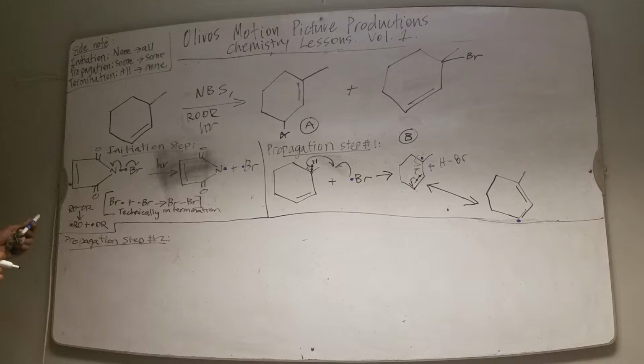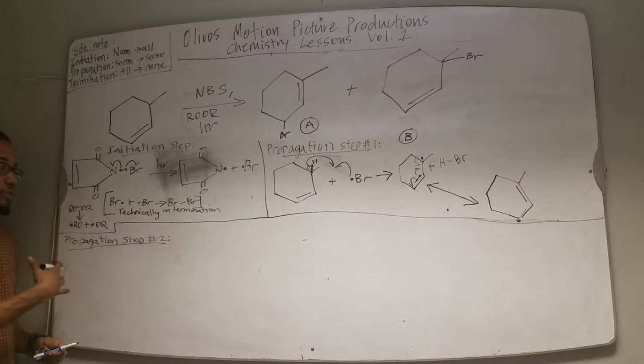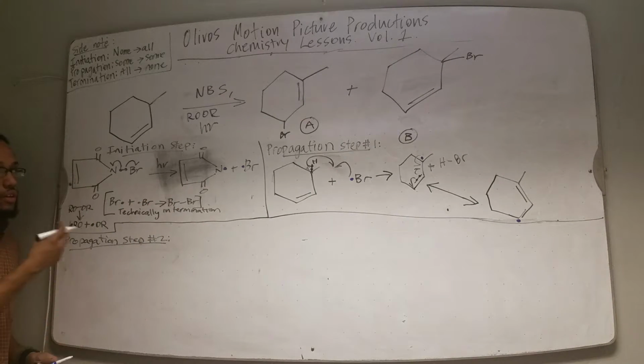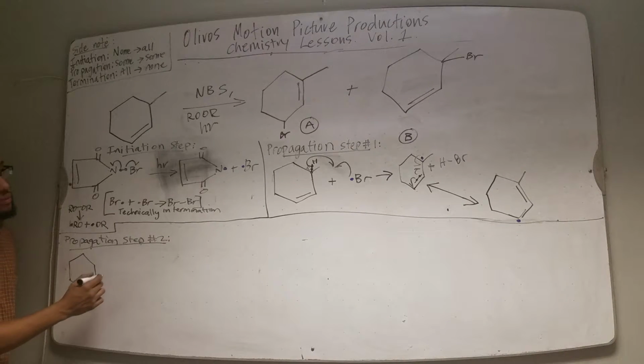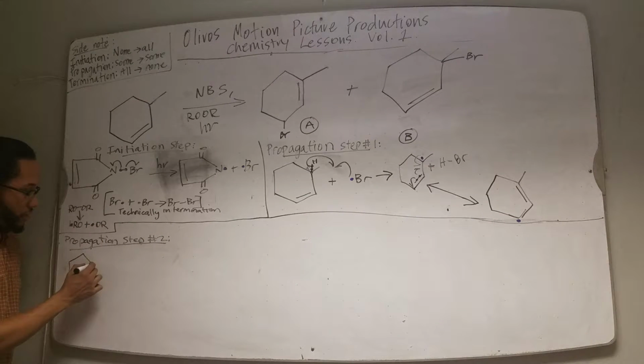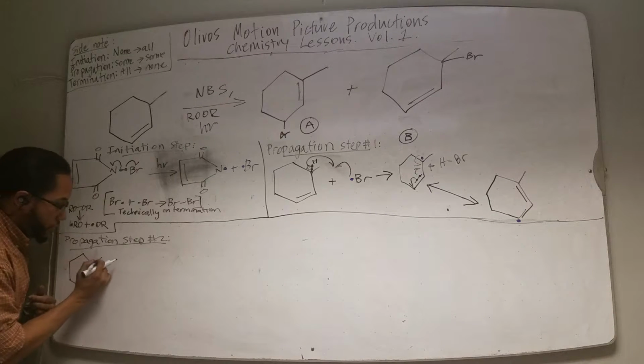Alright, so what you have in propagation step 2 is the formation of those desired compounds. So let's go with your compound B, which was the first compound that we were able to make, at least the similar compound. Compound B had the alkene here at the bottom, and your methyl group up there with your radical right in the top there.